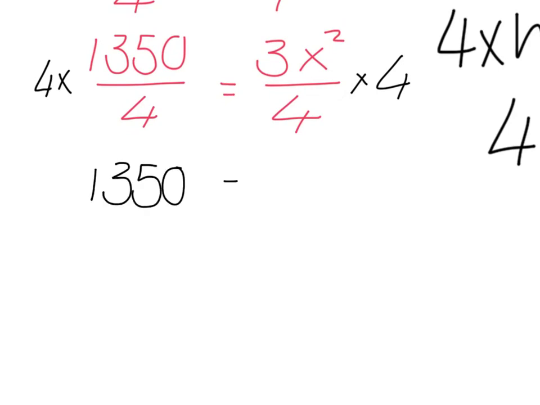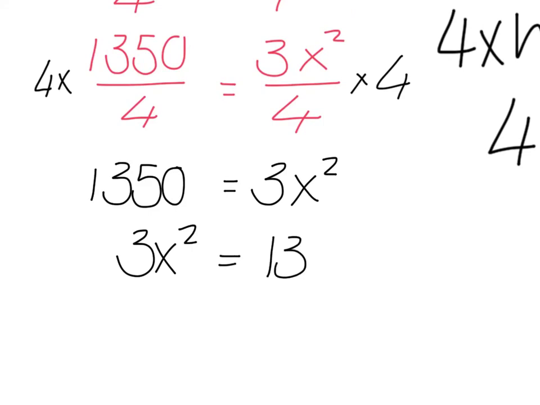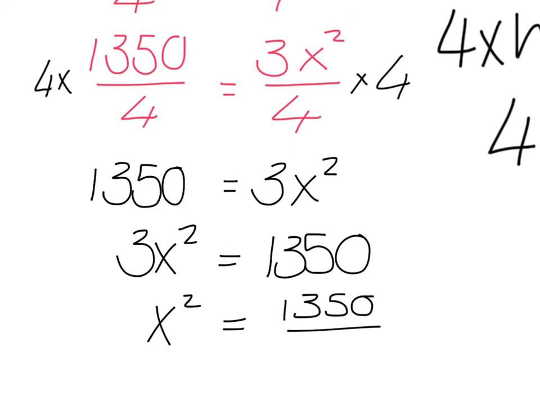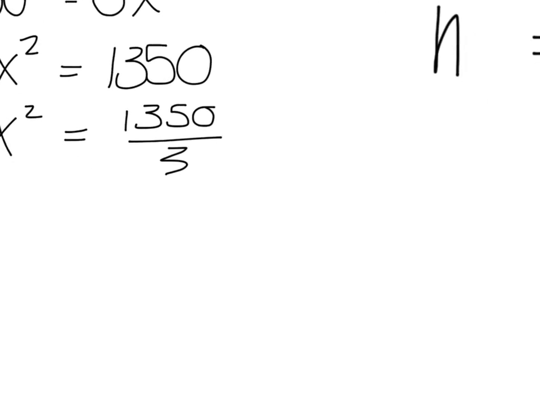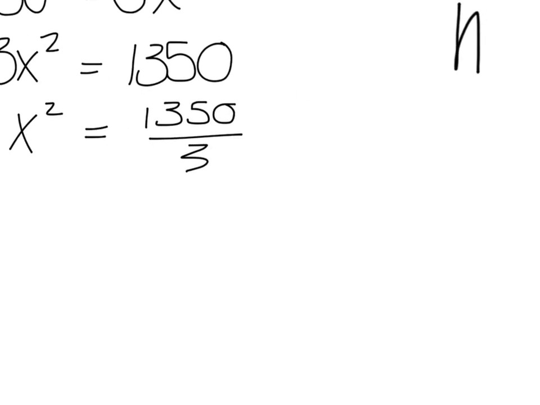1350 equals 3x squared. So writing that round the other way, we get 3x squared equals 1350. So that means x squared equals 1350 divided by 3. So we'll try and do that without using our calculator.